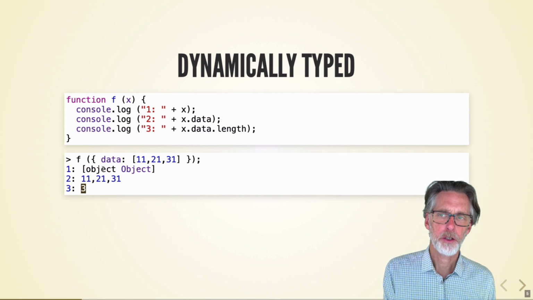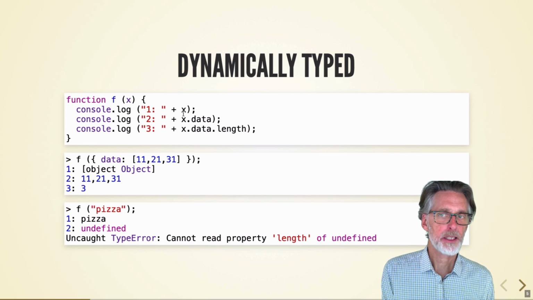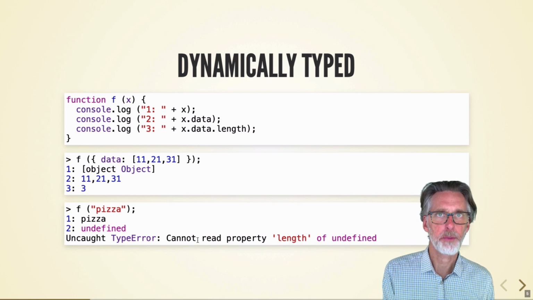What happens if I use an inappropriate argument, such as pizza? Well, pizza can be printed, no difficulties. The data field of pizza is undefined. And when I go to find the length of undefined, I get a type error.